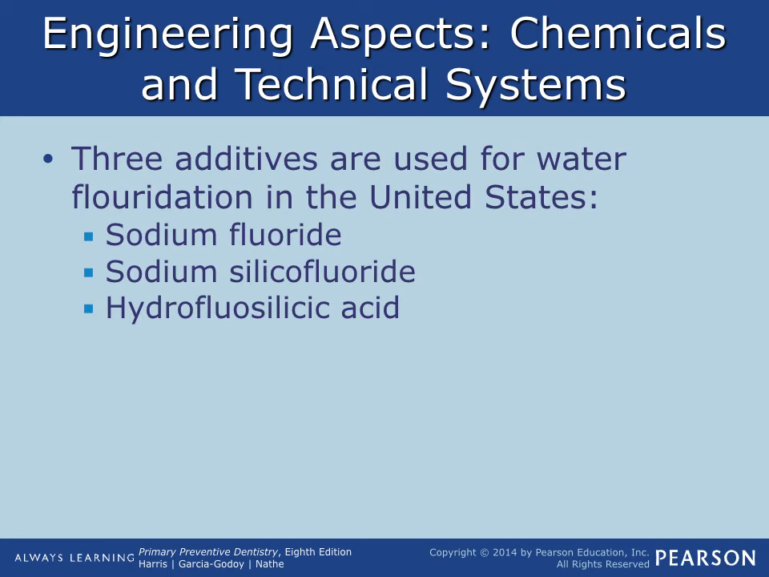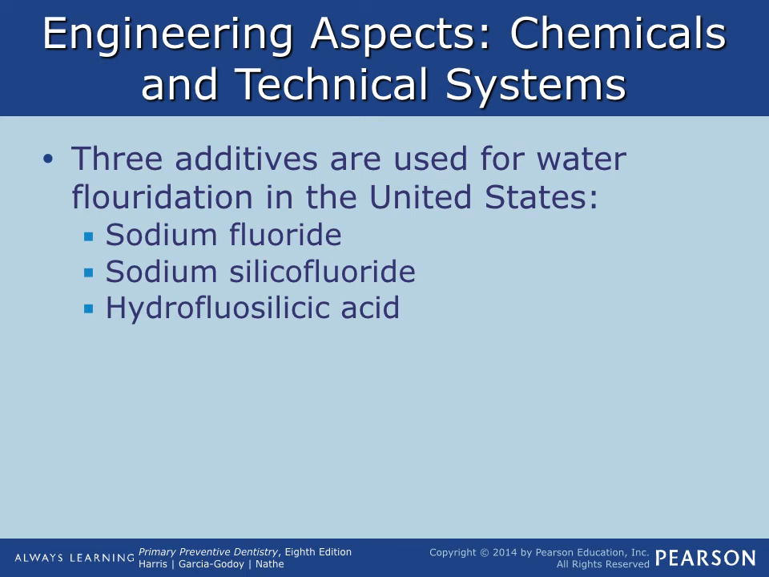There are 3 additives that are used for water fluoridation in the United States. The first is sodium fluoride, and this was the first additive used to control water fluoridation programs and is still used in smaller communities. Those communities are typically fewer than 5,000 people. The sodium fluoride comes in a granular or powder, and it is, of the 3, the most expensive.